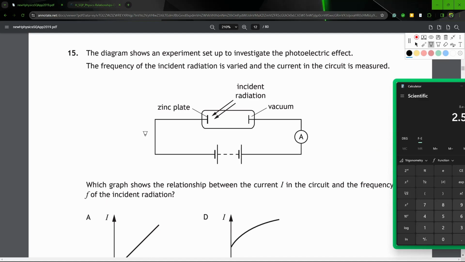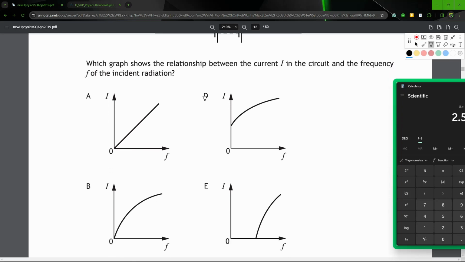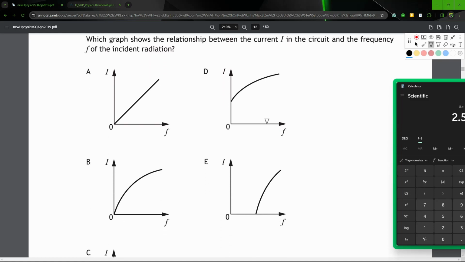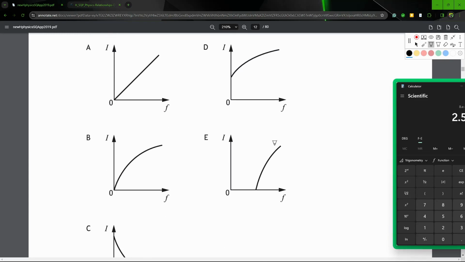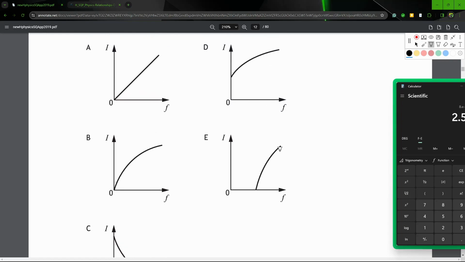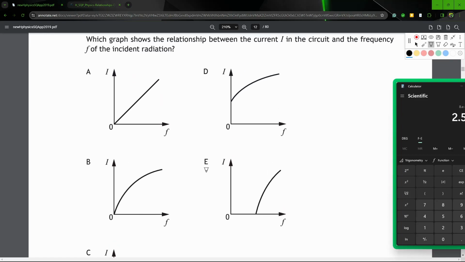Moving on to 15 now, the diagram shows an experiment set up to investigate the photoelectric effect. The frequency of the incident radiation is varied and the current in the circuit is measured. Which graph shows the relationship between the current I in the circuit and the frequency f of the incident radiation? Okay, well, let's have a look at all these different graphs. Straight away, I'm already noticing it's going to have to be E.